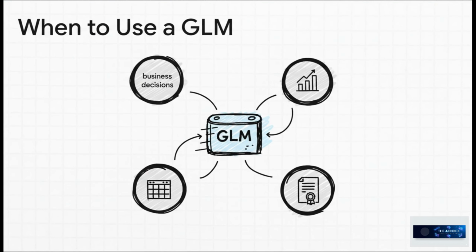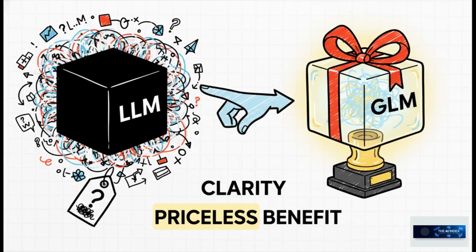So when should you reach for the GLM? Well, you use it when understanding the why is your number one goal. When you absolutely need to explain the specific impact of each variable for a business decision or for a scientific insight, or maybe just to meet legal requirements that demand model transparency. At the end of the day, the interpretability of a GLM isn't a limitation. It's a core feature. It's its superpower. In a world of incredibly powerful but murky AI, the clarity that a simpler model gives you isn't just nice to have. It's often priceless.